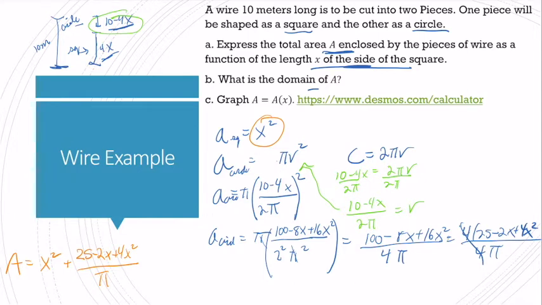Now it's asking what is my domain. So what values can x take on? Well, at most, if I had a circle, if I didn't cut it into two pieces, I could have x equals 0, but x can't be any larger than 10 divided by 4 if this was just going to be a square. So I get 2.5.